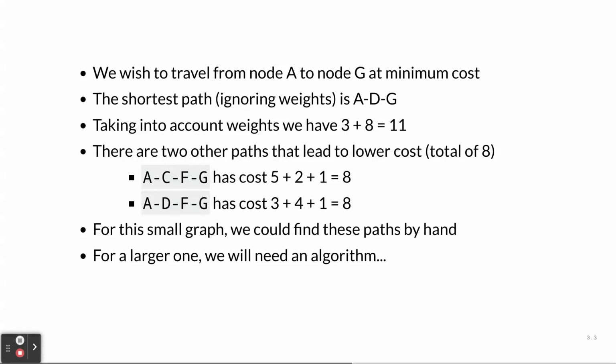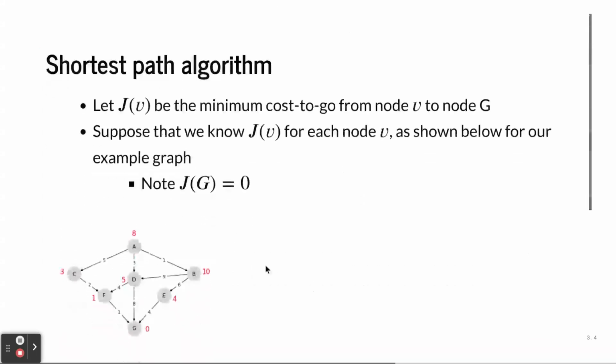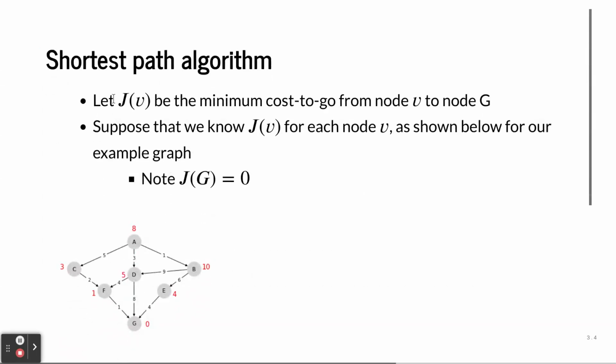In order to find shortest paths in larger graphs, we really need the help of a computer, which means we need to understand and implement an algorithm. That's what we'll be working on next. So let J(v), a function, be the minimum cost-to-go function from the node v to the node g. We'll talk in just a moment about more details of what that is.